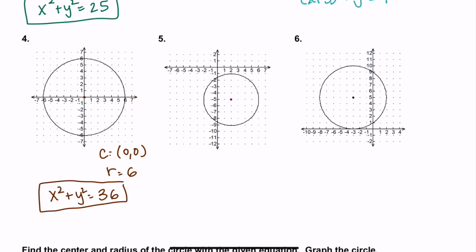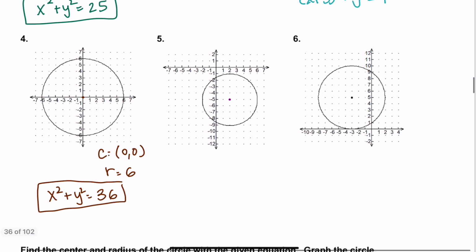Looking at number 5, we're going to write down our center. Our center is over 2, down 5, 2, negative 5. Now our radius, we're going to count from the center over 1, 2, 3, 4. Now make sure when you count the radius, you either go up, down, left, or right when counting. We don't want to count off diagonally because it won't be exact. So our radius is 4.